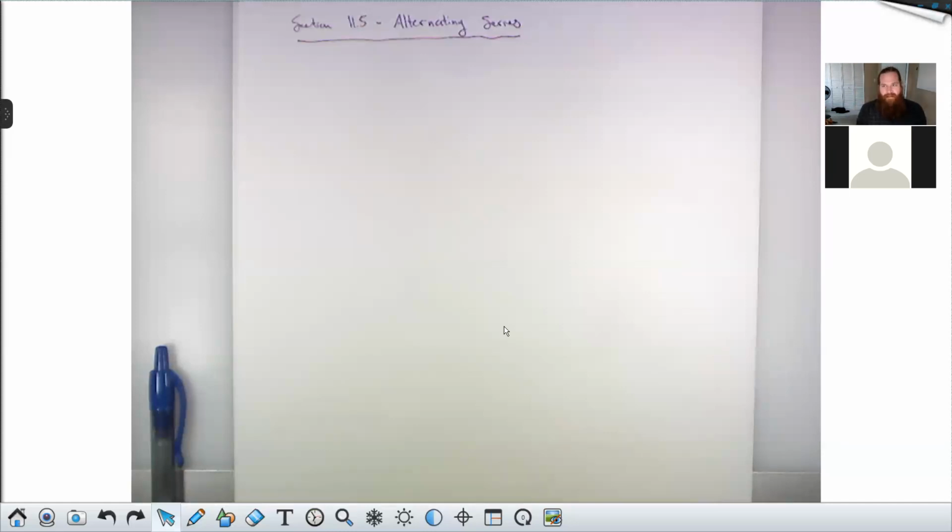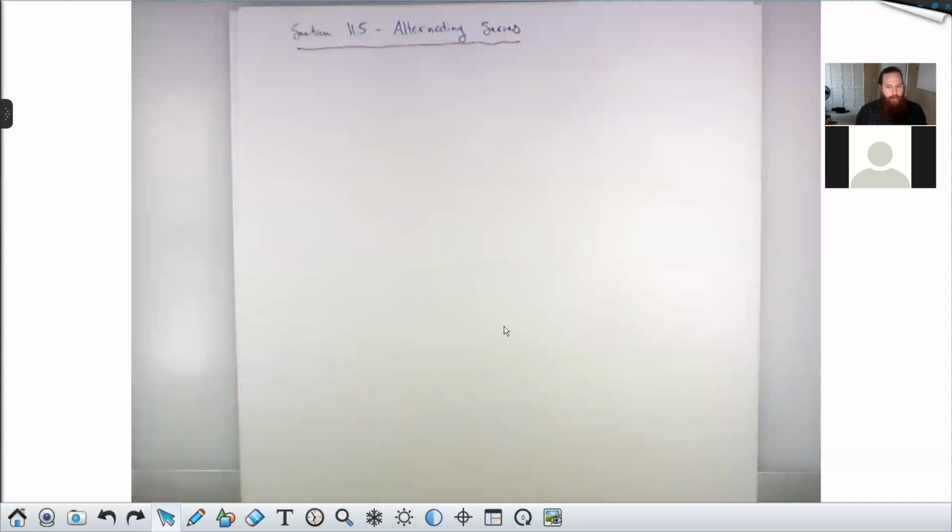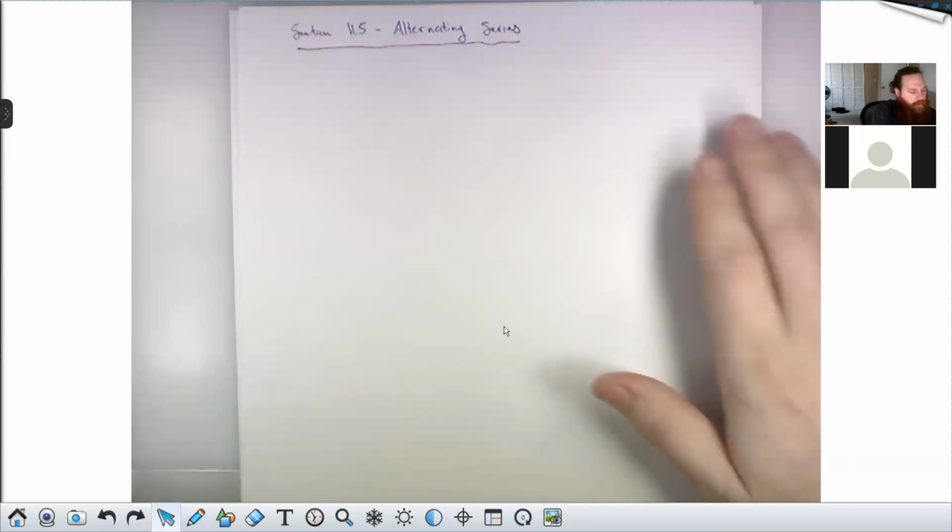Not all of our series are like that, though. Many of our series are not all positive terms. And the alternating series test is the first thing we have to deal with those besides geometric and telescoping techniques. What's cool about 11.5 is not only do we get a new convergence test, but we also get a tool for estimating the value of the series.